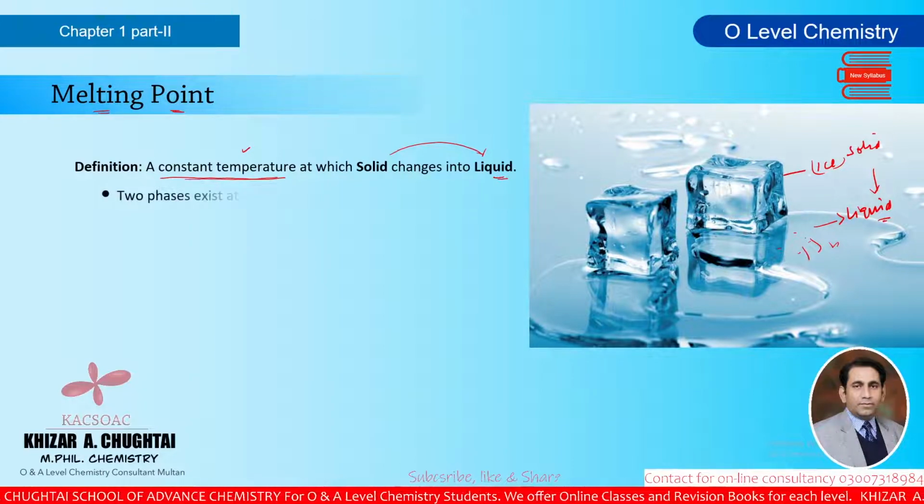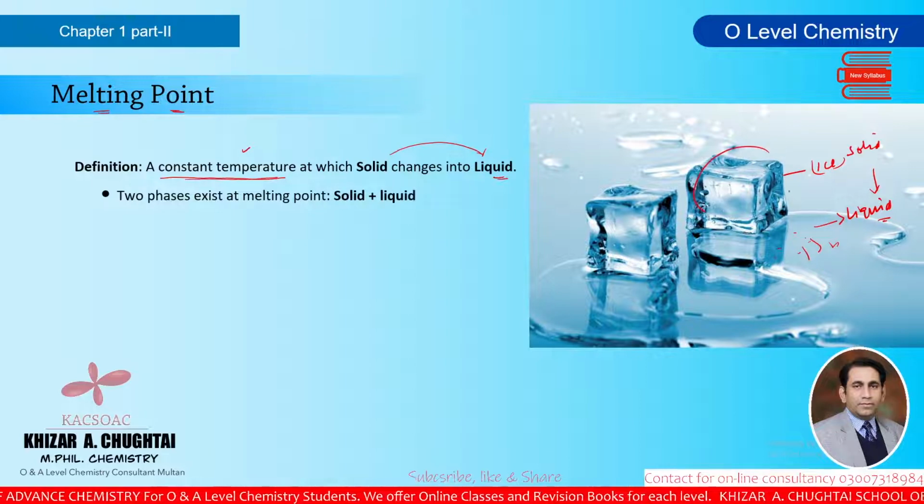Basically, two phases exist at the stage of melting. One is solid, the other one is liquid. They are both, you can say, in equilibrium with each other. So two phases exist at the stage of the melting point: one is solid, the other one is the liquid phase.